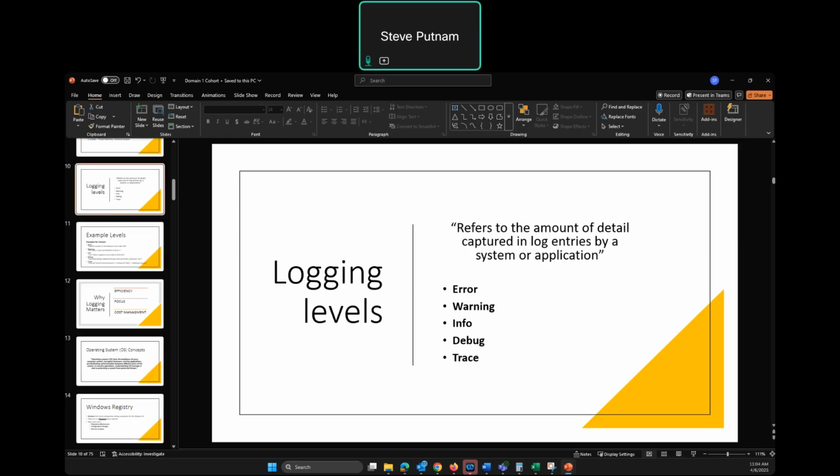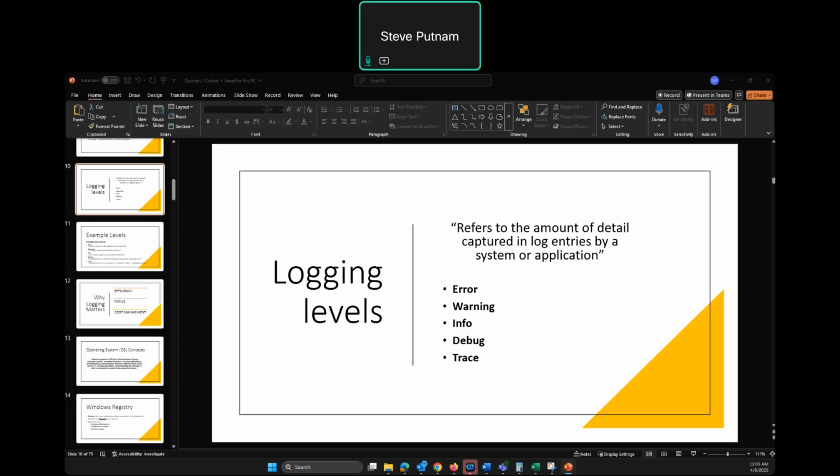Now let's get into logging levels. What is the importance of logging levels? Well, we have several here. It's the amount of detail captured in log entries, and there are several examples of the types of levels we could have, whether it be error, warning, info, debug, and trace. We're going to go through those and discuss what each one is. Logging levels help categorize and prioritize system messages based on their severity and purpose. The proper use of logging levels allows for efficient monitoring and troubleshooting.